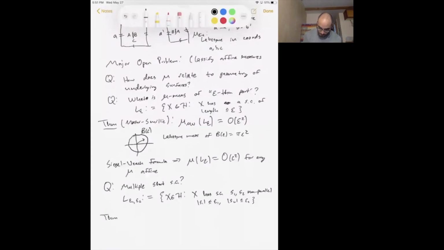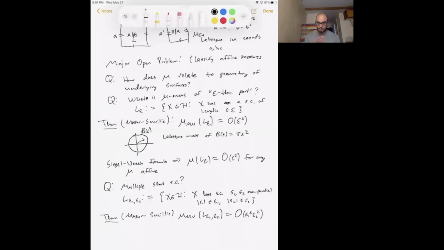Masur-Smillie also proved in the same paper a result about this locus in terms of its Masur-Veech measure. They proved that the volume of L epsilon 1, epsilon 2 is big O of epsilon 1 squared. So you get one factor of epsilon 1 squared, and then also a factor of epsilon 2 squared. The point is that it's smaller. These translation surfaces are more degenerate. They have two independent short things, so they have two places where they're degenerating, and then the volume of that is smaller. So you have an extra factor of epsilon 2 squared.